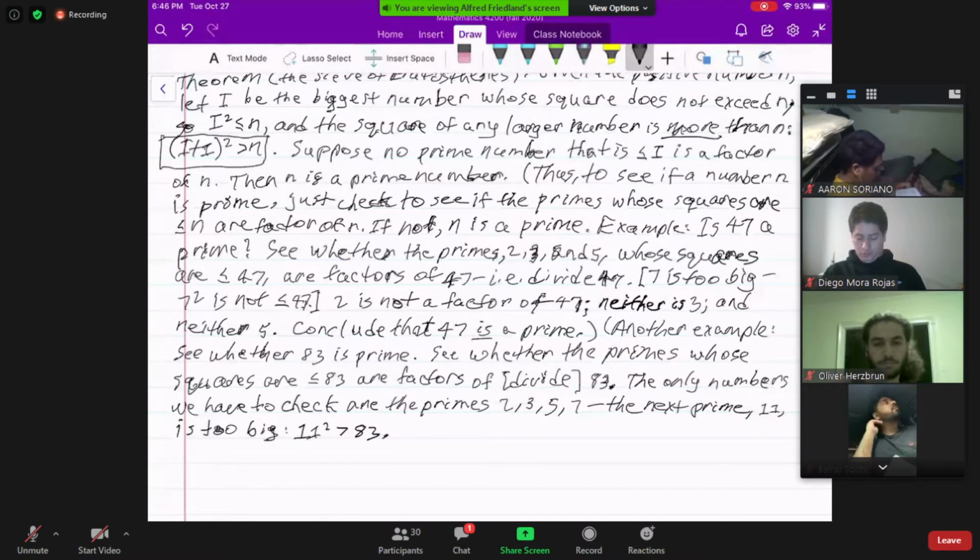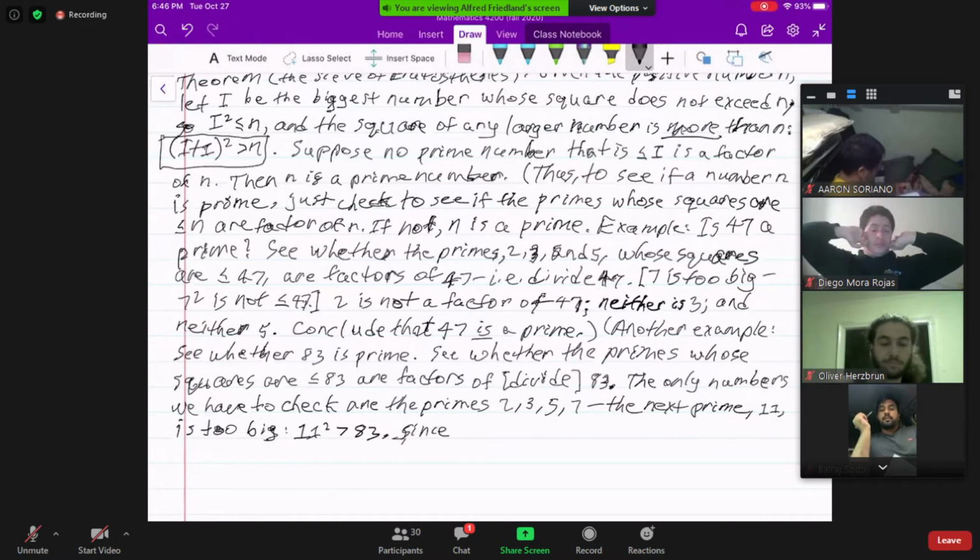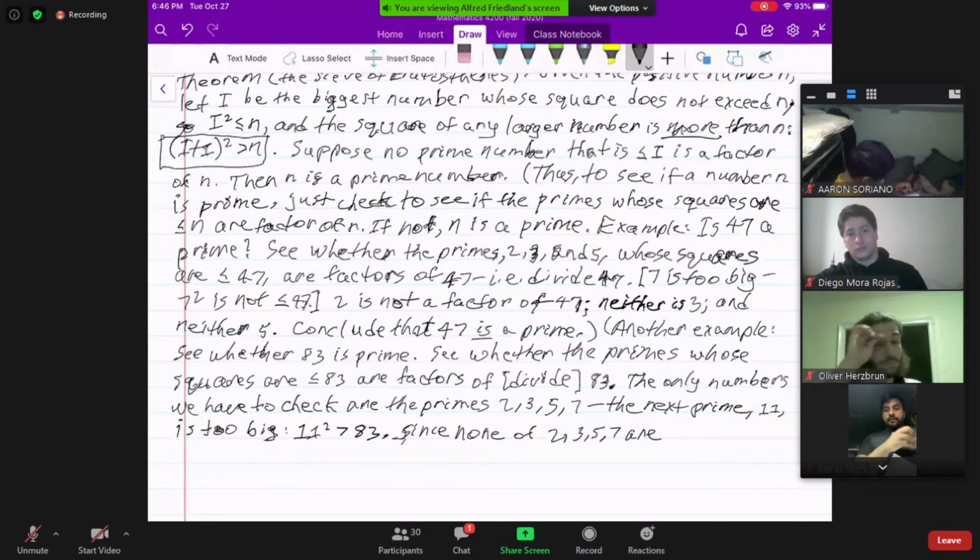3 into 83. No, 3 goes into 81. 81 is 3 to the 4th power. Or just try dividing 83 by 3. So you get 2 with 2 left over, then 23. No, it's obviously not a multiple of 5. Does 7 go into 83? Well, 7 goes into 8, 1. So you have a 1 there with 1 left over, which makes that a 13. No, 7 doesn't go into 13 since none of 2, 3, 5, 7 are factors of or divide 83. You don't have to check any other numbers.